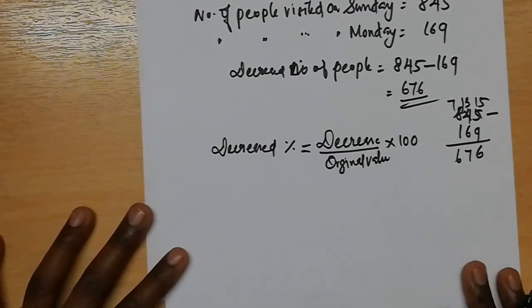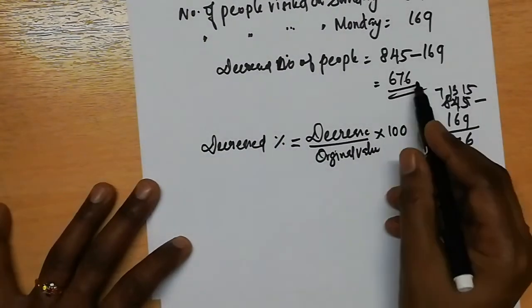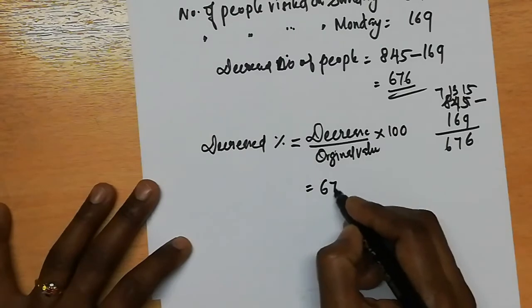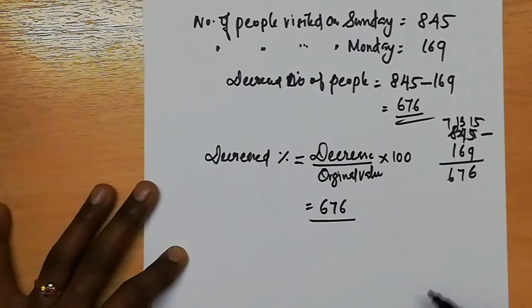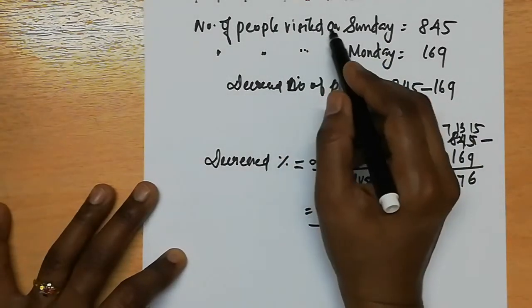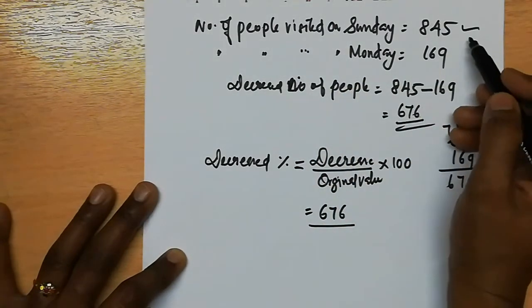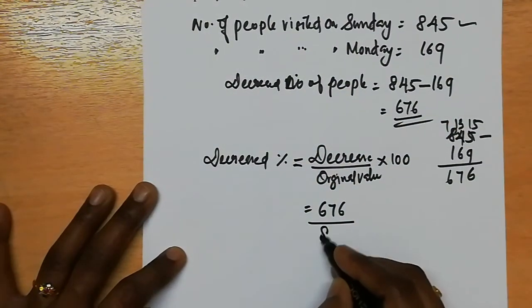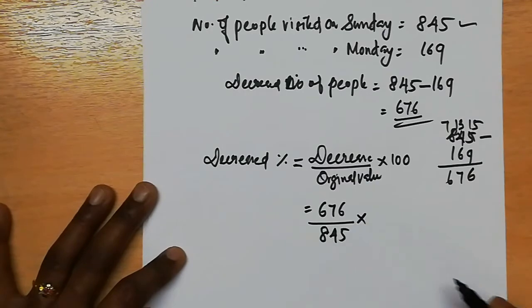So here now we have the old value. Decrease, how much is the decrease? That is 676. Original value is how much? Original means people visited on Sunday. That is the old one, that is the original value, 845. So we have to find the percentage. So we will write 100.